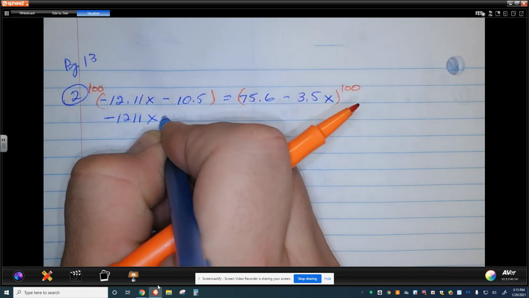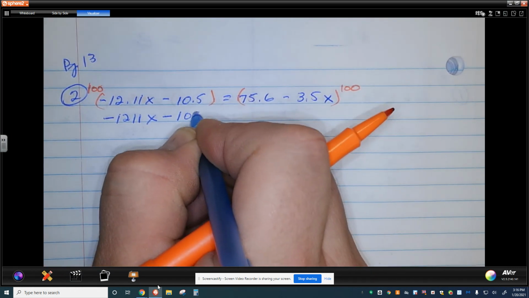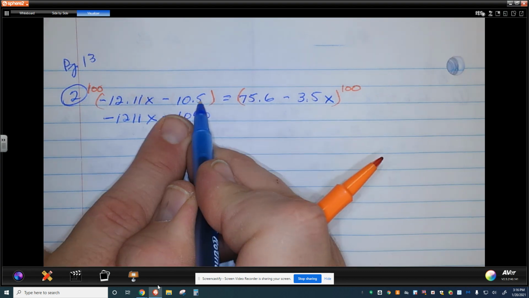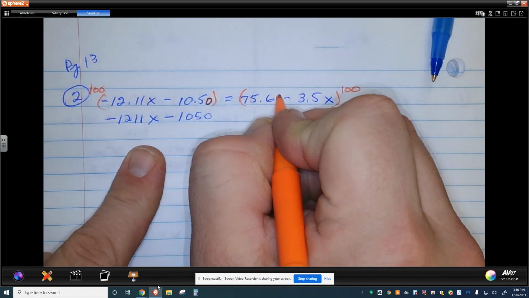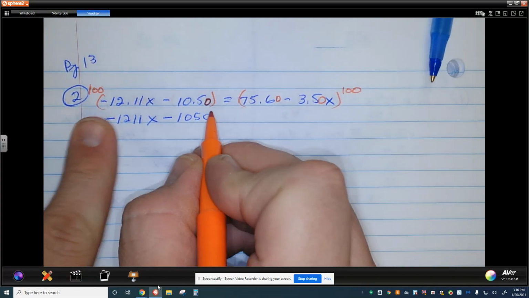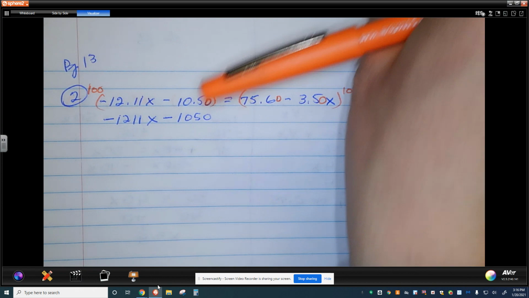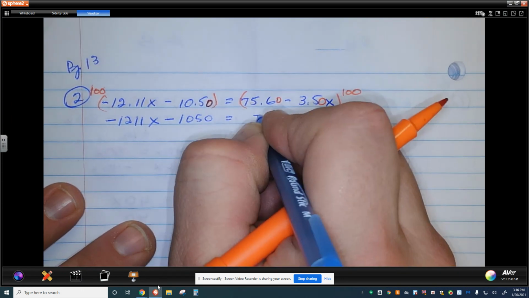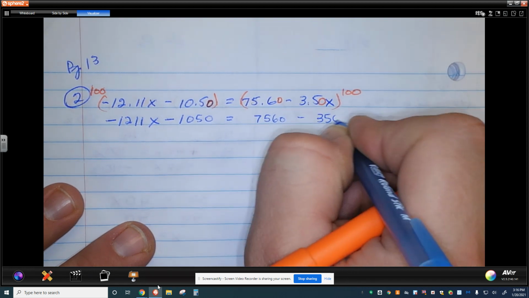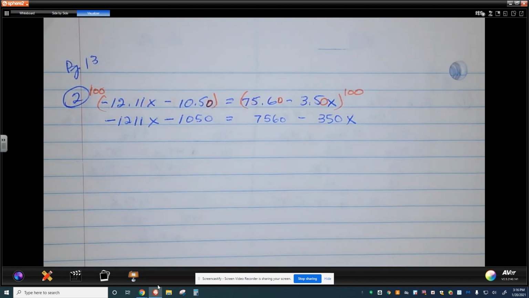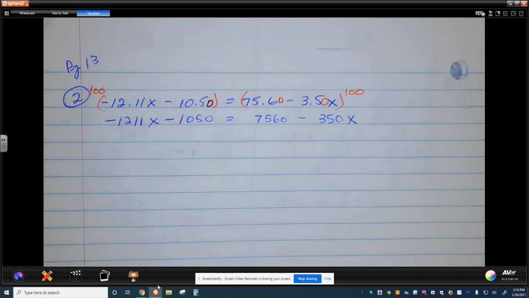1,211 times x minus 1,050. Notice that if this one is to the hundredths, then maybe each of these should be to the hundredths. Then we have 7,560 minus 350 times x. And you might be thinking, wow, that's a lot of really big numbers. I'm not sure I want to do this. That's okay. Go back and do this without multiplying by 100. Just simply follow the properties of equality.